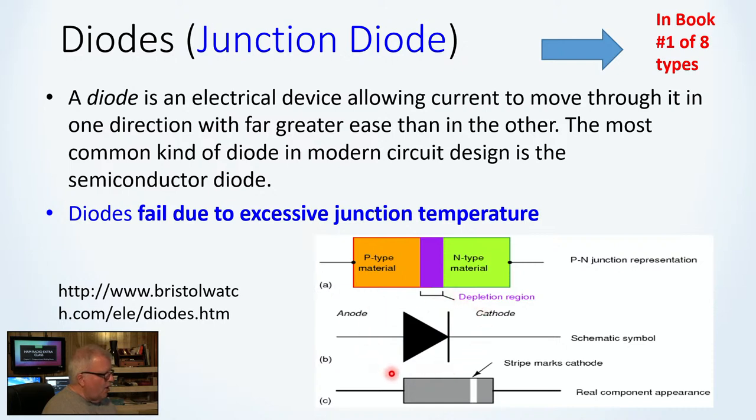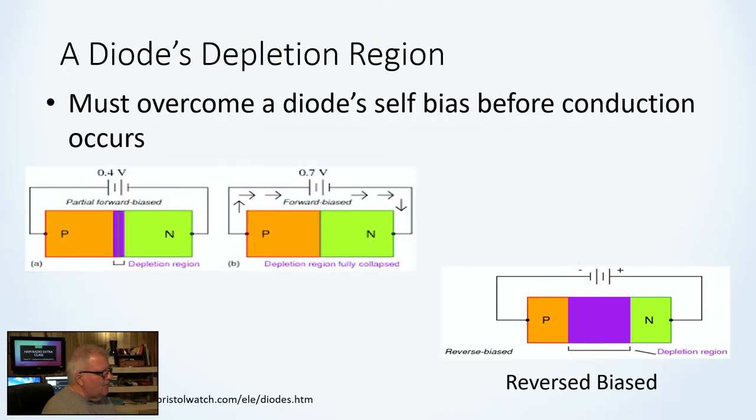Schematically, this is how you would draw it. The P-type material on this side, the N-type material where the cathode is. So the P-type material is the anode, N-type material is the cathode, or that pictorial that we saw before with the stripe. This is showing you where the cathode is. And before this diode will conduct, you actually have to apply a small voltage across it to overcome that depletion region in the middle. And so that's why silicon diodes will typically have a 0.6 to 0.7 volt reading across a good working diode. Because once you've overcome that depletion region, that is the constant voltage drop across a silicon diode.